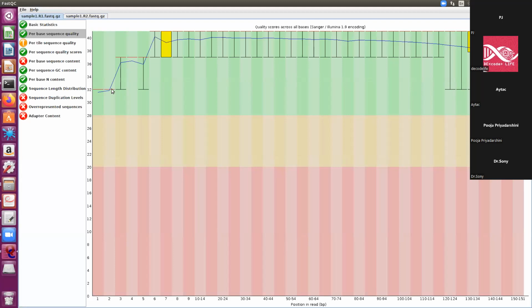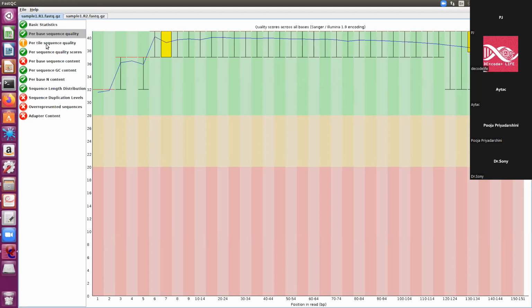You can see the majority of the bases, because the length of our read is 1 to 150, called by the sequencer have high quality, which is above Q30. Towards the end you can see a little dip in the quality, but it doesn't go below Q30; the rest are above Q32 also. So overall quality of the forward read is good.